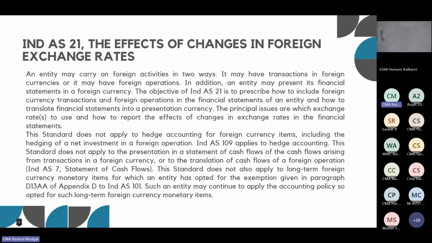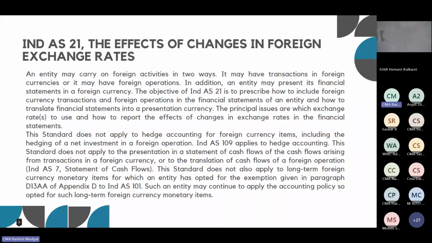This standard does not apply to the presentation of statement of cash flows arising from transactions in a foreign currency or to the translation of cash flows of foreign operations. Okay, and Ind AS 7, statement of cash flows, also covers this.